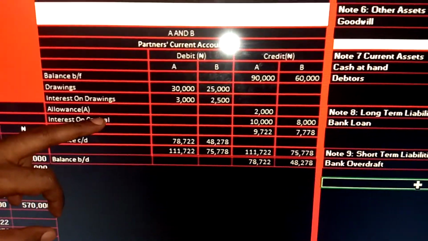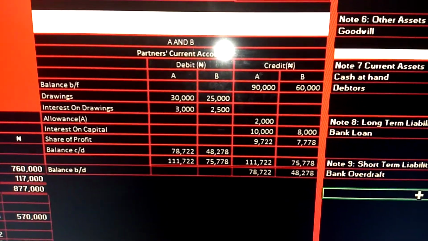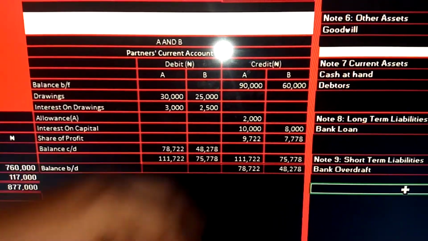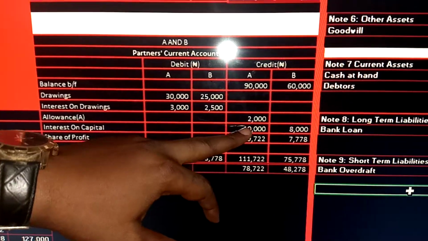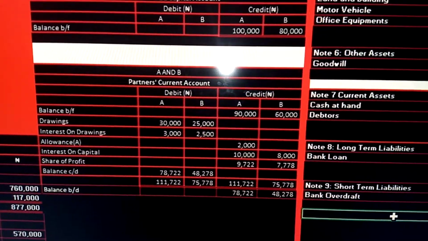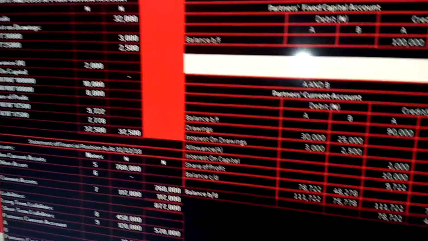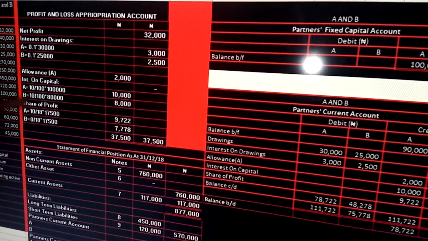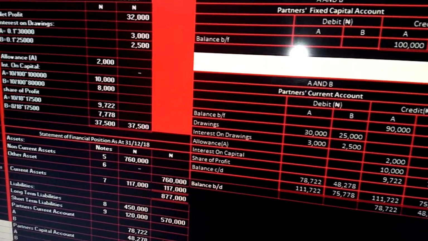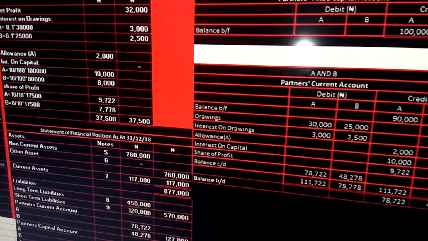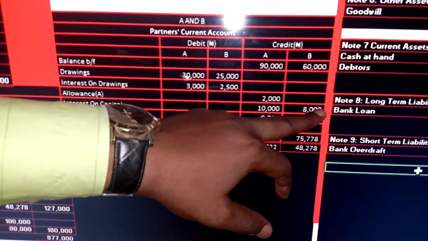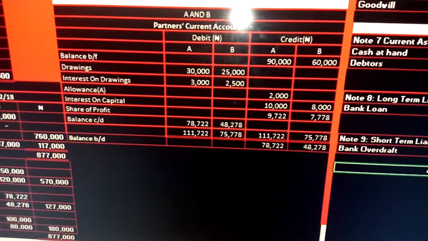Interest on capital, remember, is 10% on capital. A's capital is 100,000, so 10% of 100,000 is 10,000. Remember, it was an expense to the business, because the business paid the partners. Let's check out our appropriation account. This is our appropriation account. It was paid to the partner here as an expense. So to the business it is an expense, to the partners it is an income. So we have interest on capital here: A, 10,000, B, 8,000.